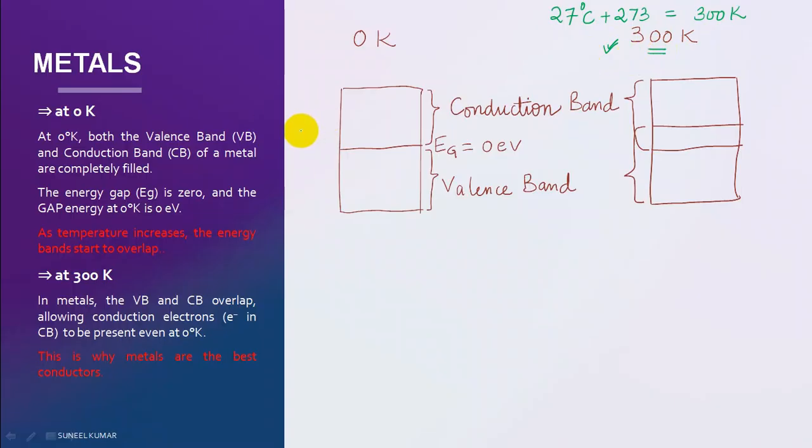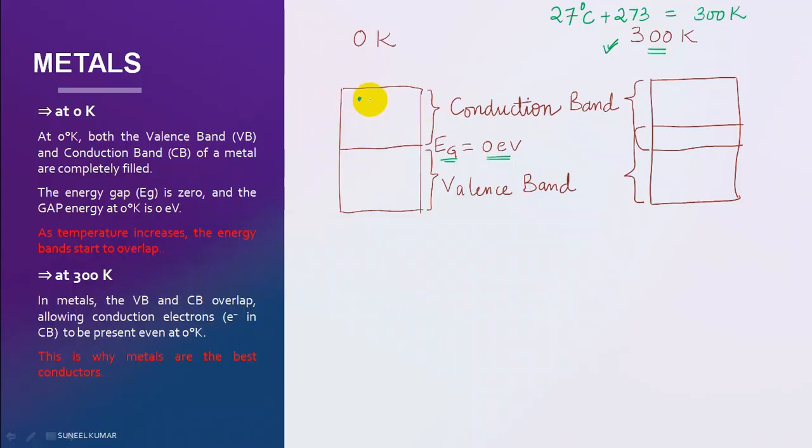We can see here 0 Kelvin. At 0 Kelvin, the gap energy is 0 electron volt. That means there is no gap between the valence band and the conduction band. There is no forbidden gap between the conduction band and valence band. So the gap energy is 0. That means we don't require any energy for an electron of the valence band to move into the conduction band, because they are all free to move anywhere inside the valence band as well as the conduction band.